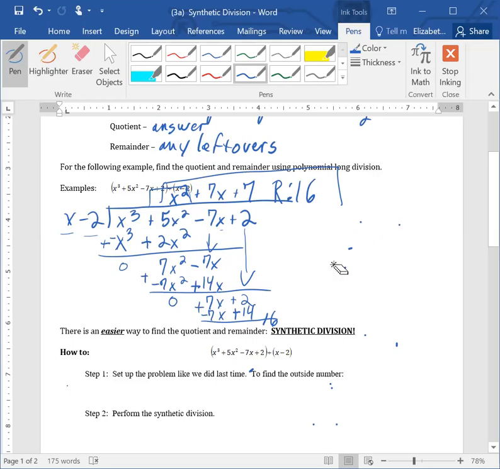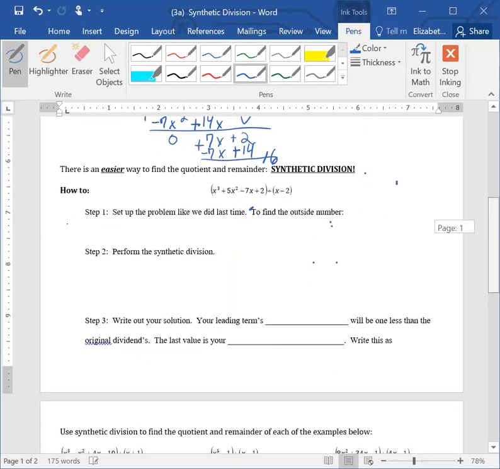Now, that was a lot of steps. I mean, admittedly, that was a lot of steps, right? So let's look here and see. We have an easier way to find the quotient and the remainder, and it's called synthetic division.